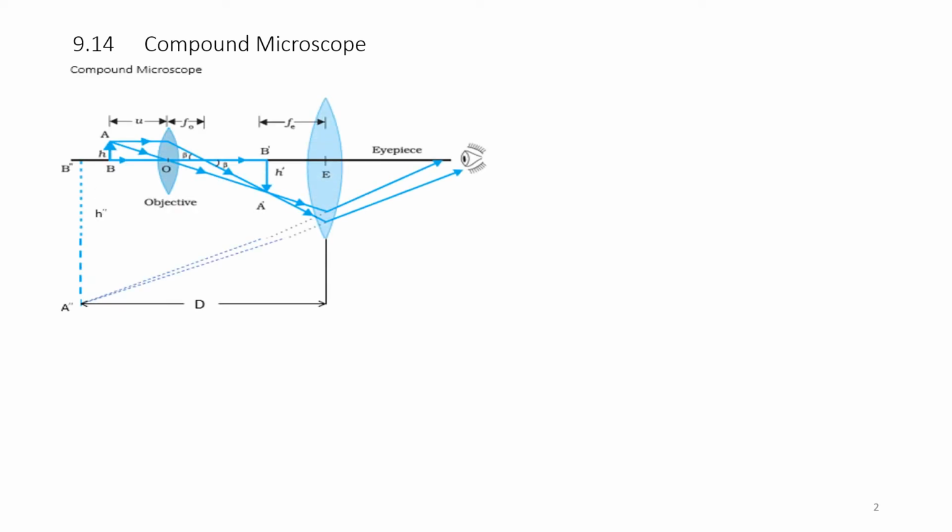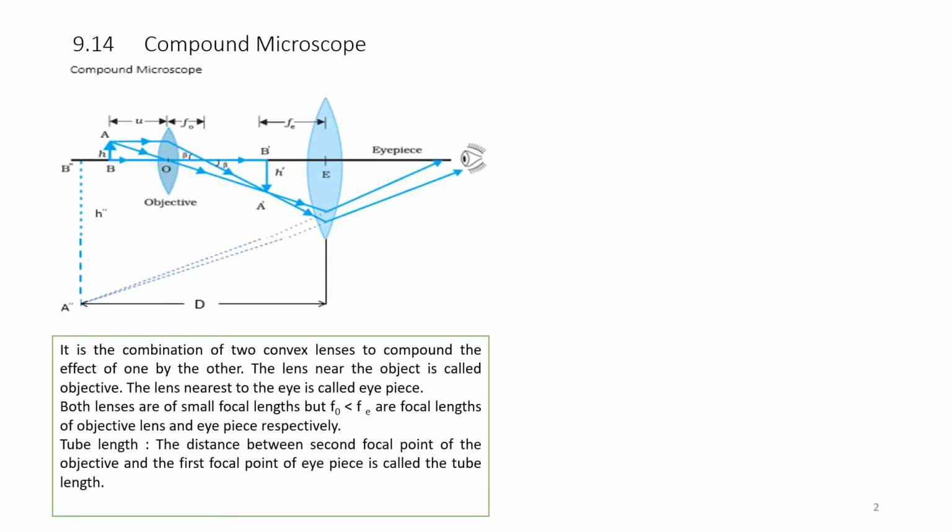Compound microscope. It is a combination of two convex lenses to compound the effect of one by the other. The lens near the object is called the objective. The lens near the eye is called the eyepiece. Both lenses are of small focal length, but f0 is smaller than fe. That is, the focal length of the objective is less than the focal length of the eyepiece.